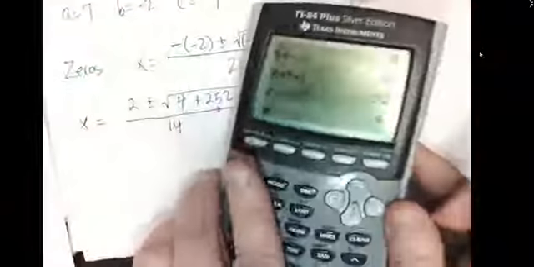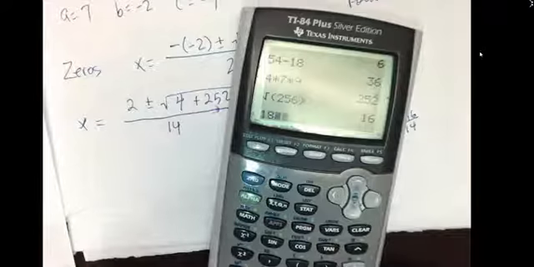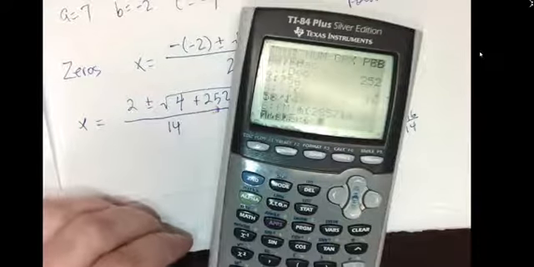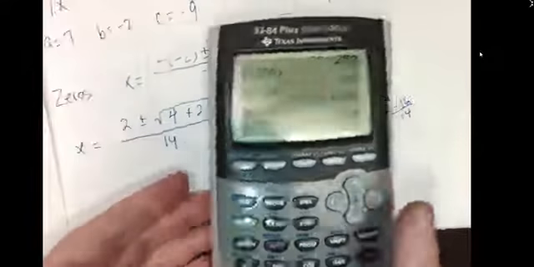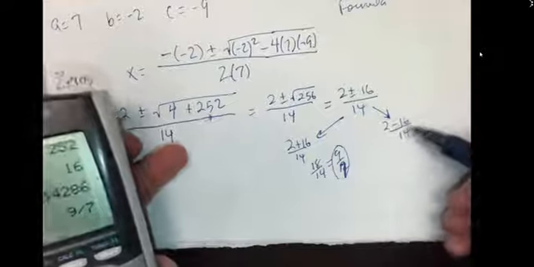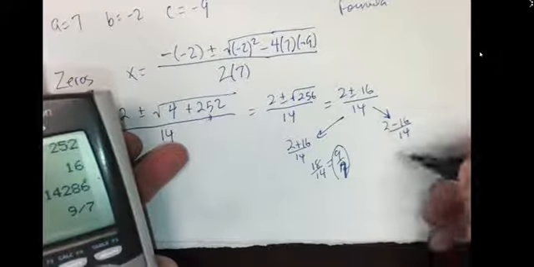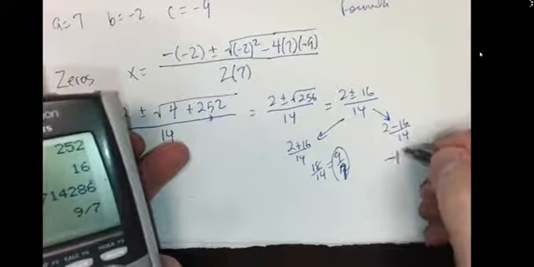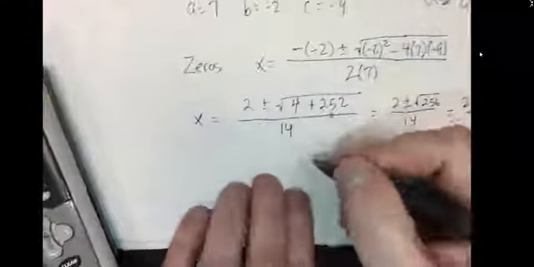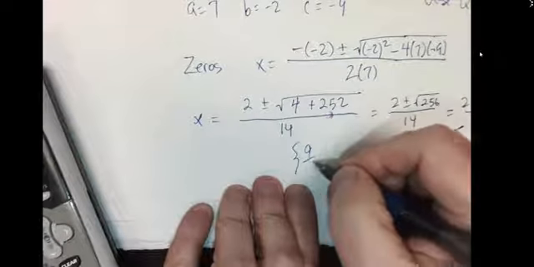If you can't reduce it by hand, do 18 divided by 14, enter, and then do math, enter, enter, and it gives it to you in lowest form. So 9/7, and then I'll have negative 14 over 14, which will be negative 1. Okay, so 9/7 and negative 1. Those are my zeros.